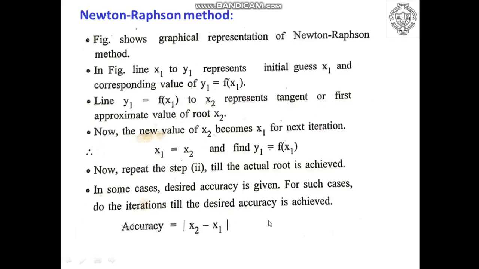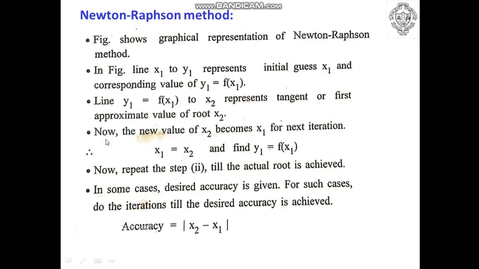The figure which we have considered to find the value of x2 represents the graphical form of the Newton-Raphson method. In that figure, the line x1 to y1 represents the initial guess x1 and the corresponding value y1, which is nothing but f of x1. The line from y1 equal to f of x1 to x2 represents the tangent, which we have already seen, and now the next value x2 can be calculated. Hence the new value of x2 becomes x1 for the next iteration.